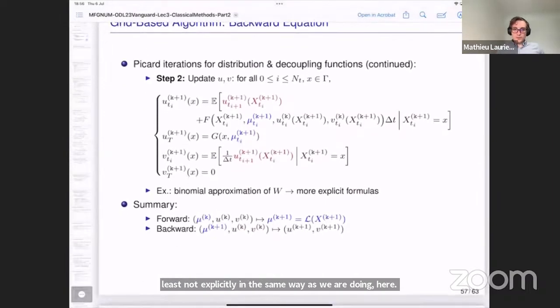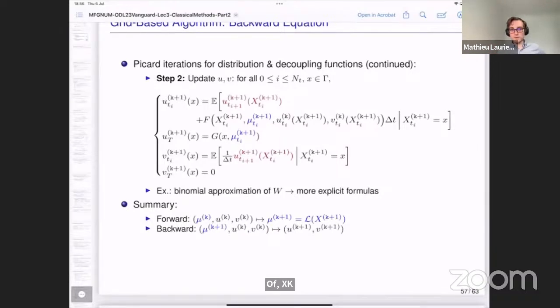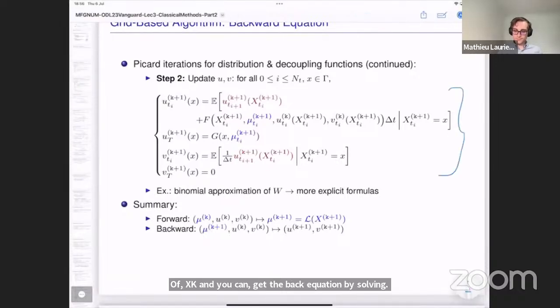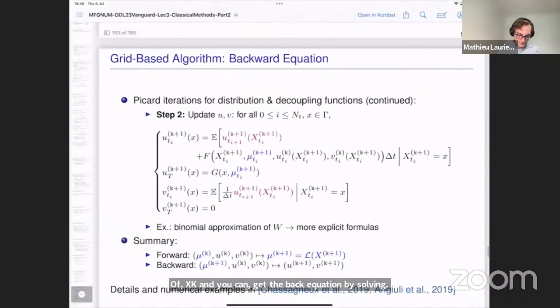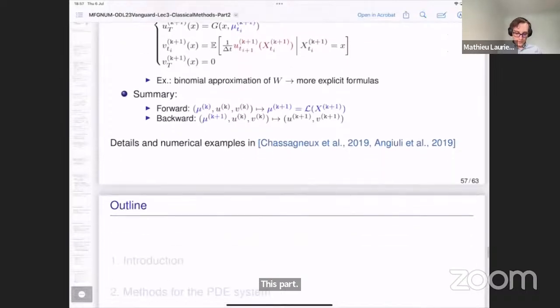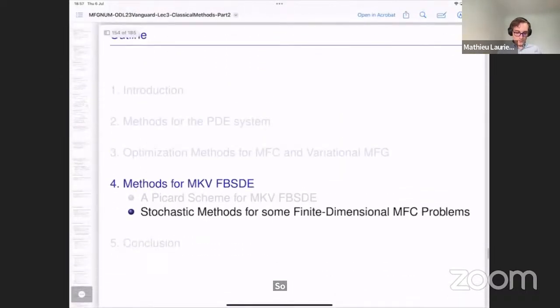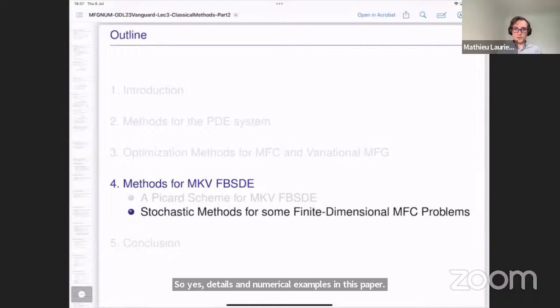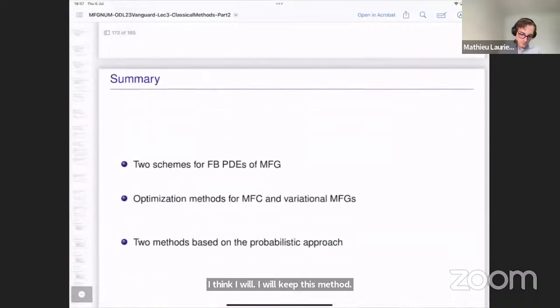So forward equation, this is a summary. For the forward equation, you can get mu k plus 1 using the transition of x k, and you can get the backward equation by solving this part. So yes, details and numerical examples in this paper. So I think I will skip this method. I will do it this afternoon. Maybe let me just jump to the conclusion.